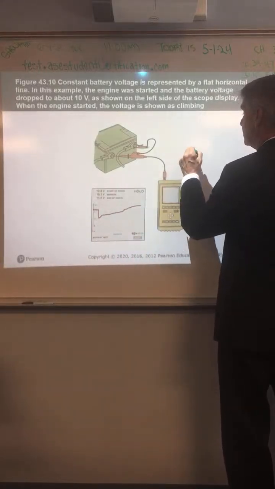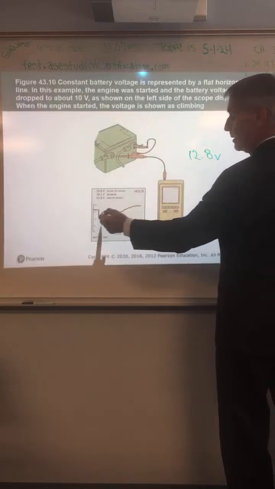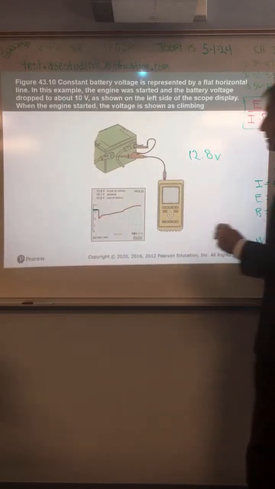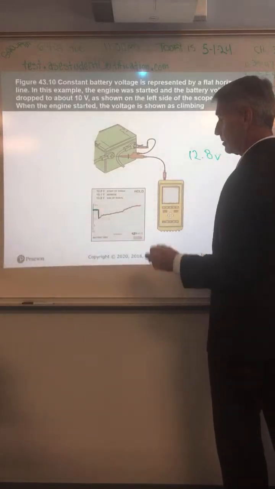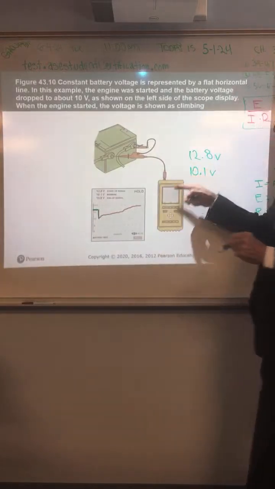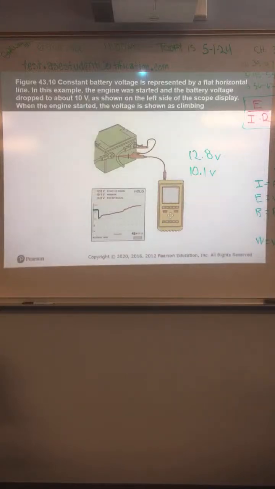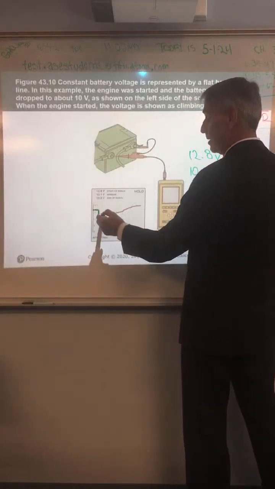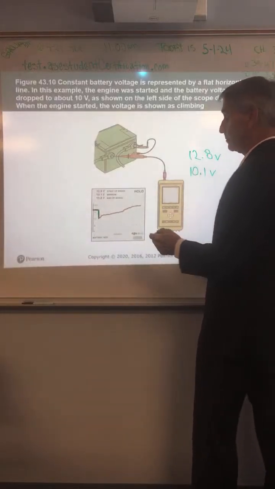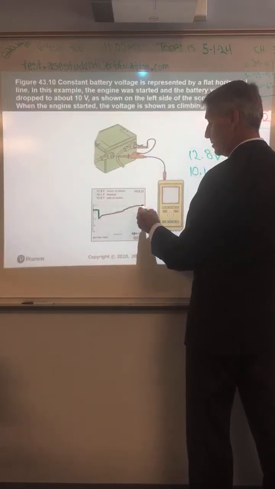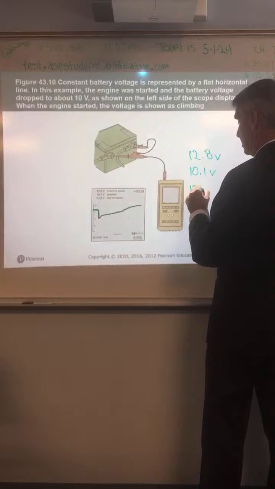So the start of the signal was 12.8 volts, right here. What happened here? It dropped down to 10.1. The car started. Exactly, this is the engine cranking. It dropped the voltage down to 10 while the engine was cranking. Engine started, the alternator starts charging, and it ends up at 13.8.